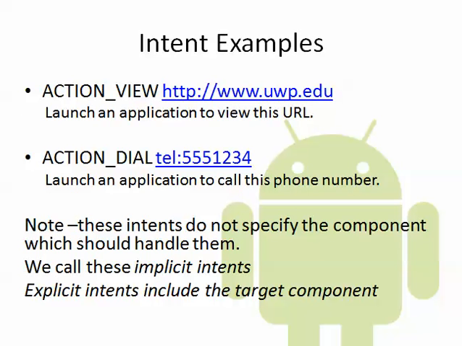And here are some examples of intents, like for example, here we want to launch a URL, or we want to dial the phone, then maybe an activity needs to be implemented, and we need to define those intents and say this is what I want to happen. Now, intents can be implicit and explicit, and implicit is when we don't specify the components which need to be implemented.